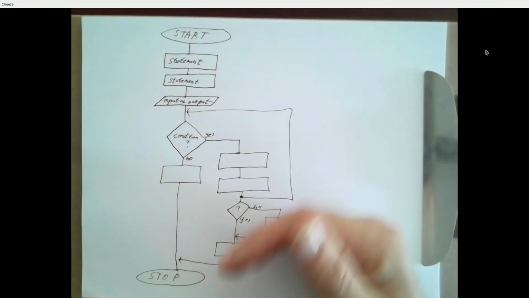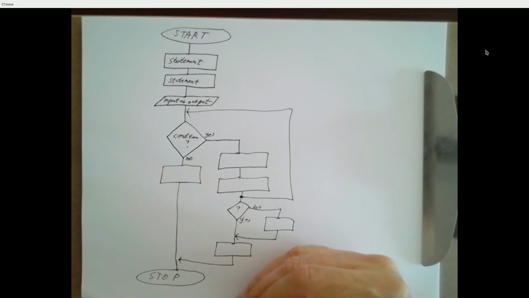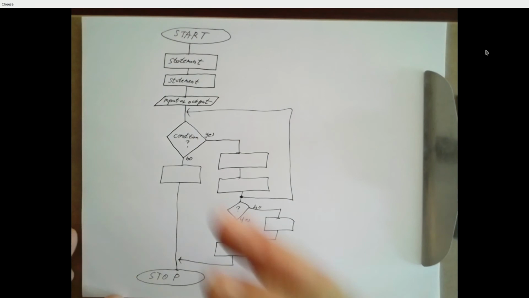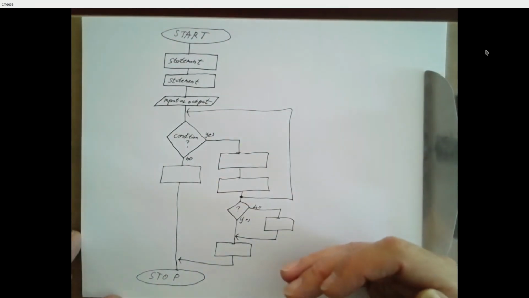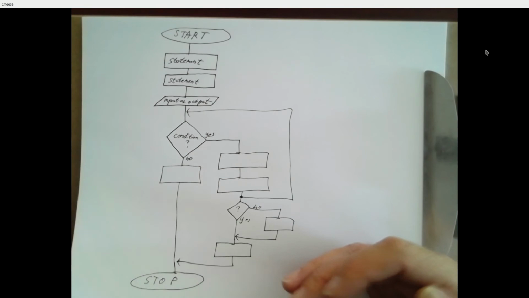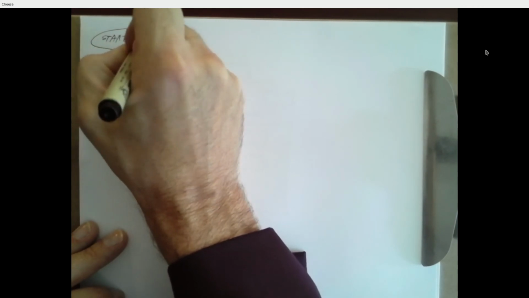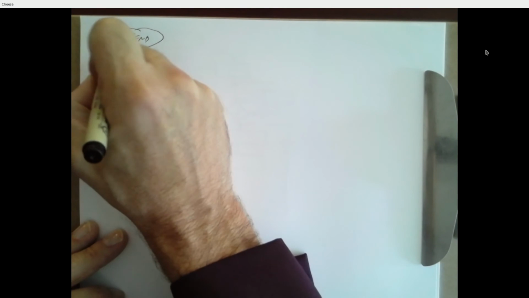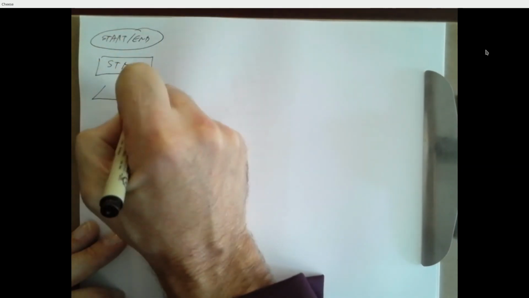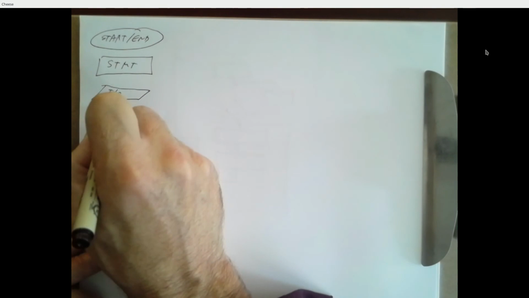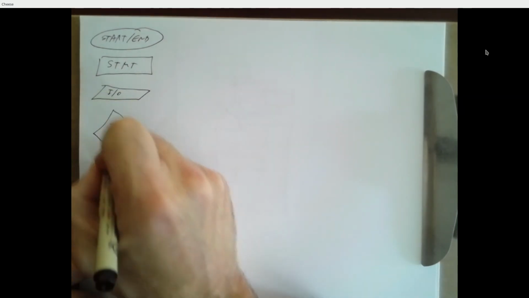My goal is not to be able to write C programs today. We're probably not going to write any C programs this week except for the ODPs. My goal is to think about breaking problems down into these steps. So that's a start and end. This is a statement. I'm just rehashing. This is IO, and this is a condition.